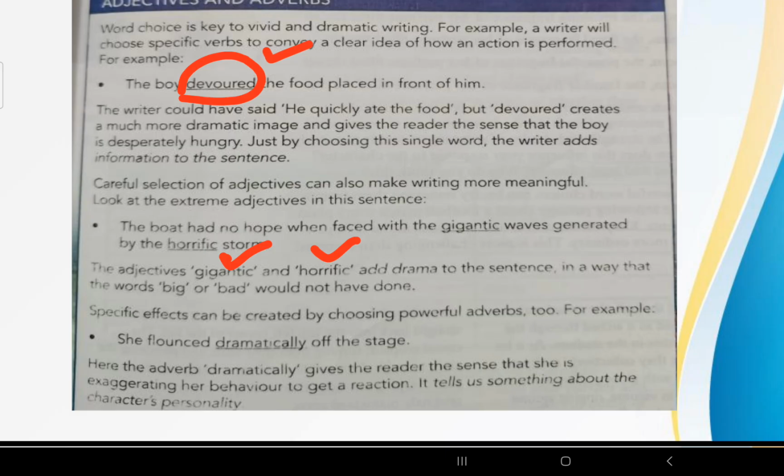Okay, another sentence: she flounced dramatically off the stage. The word is "dramatically", and for me there's another word, "flounced". When we look at the word "dramatically", here the adverb gives the reader the sense that she is exaggerating her behavior to get a reaction. So it tells us something about the character's personality. They have just written here about the word "dramatically", but for me the word "flounced" is also delivering a kind of message. Please do check this word "flounced" and what its meaning is.